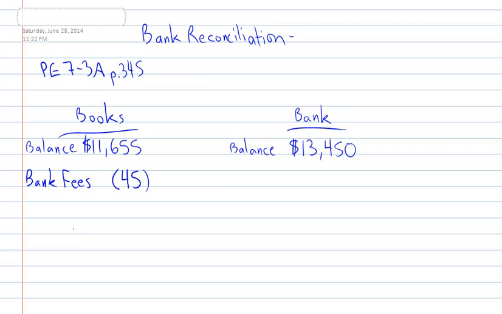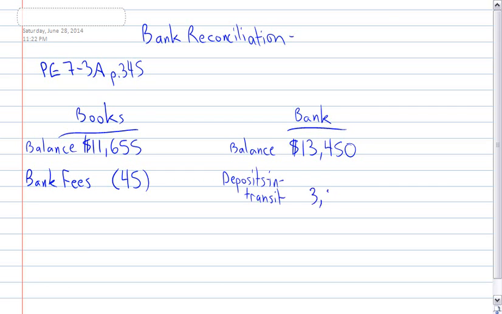So who doesn't know about them yet? The bank. If they haven't been reflected on the bank statement yet, like if it was too close to the end of a period that cut off, those will be in transit at that point. So we will put deposits in transit on the bank side. And that is going to increase the bank balance once those deposits get posted by the bank.